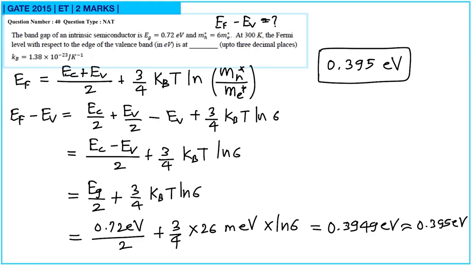And in the official answer key, the range for this answer was 3.94 to 0.395. Next question.